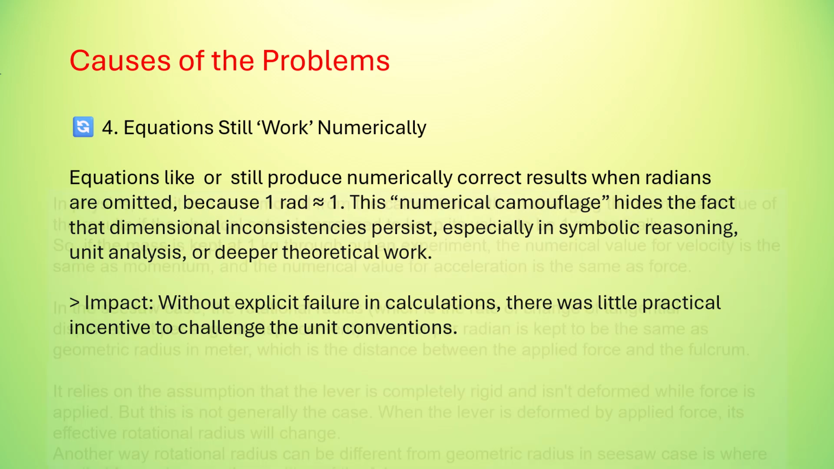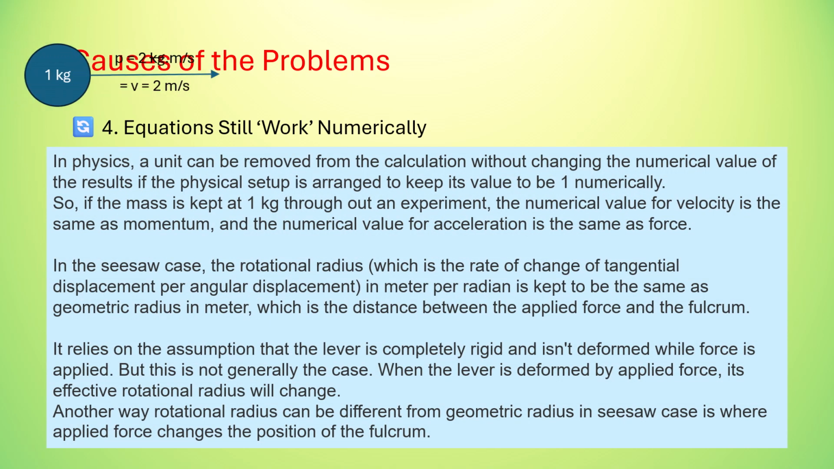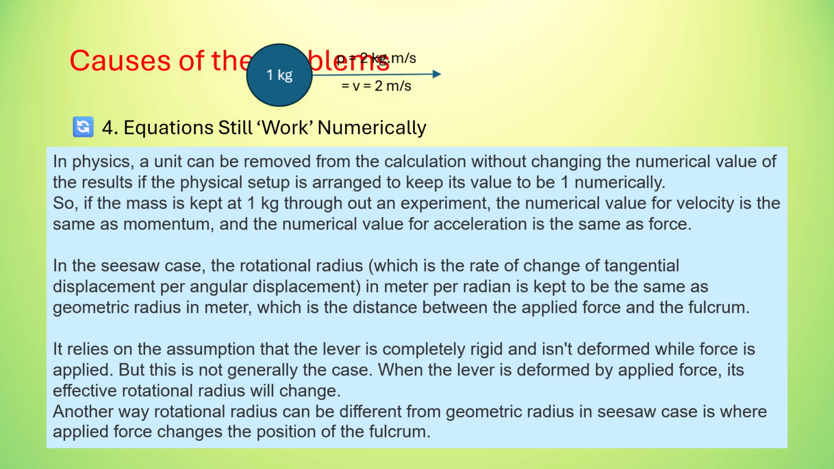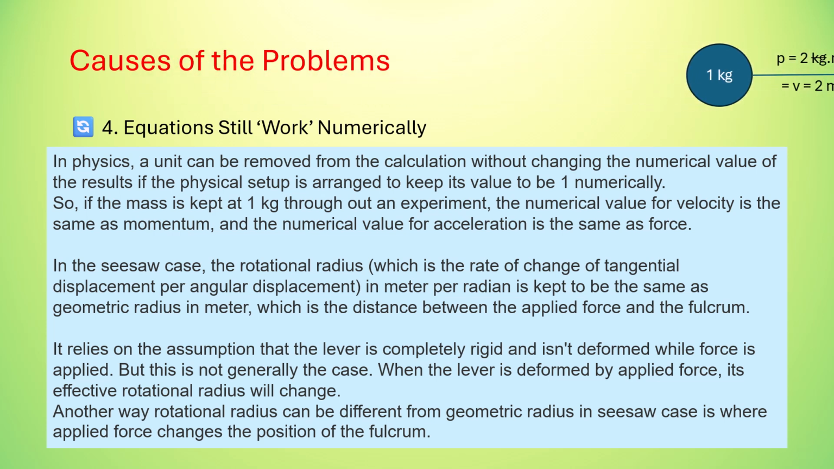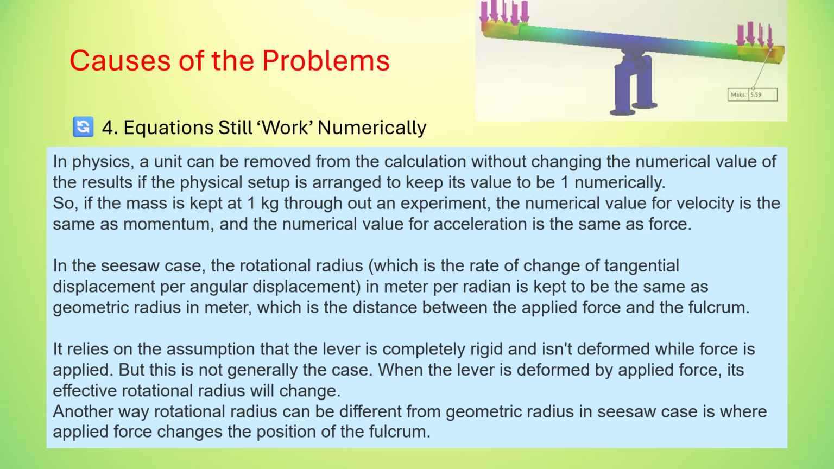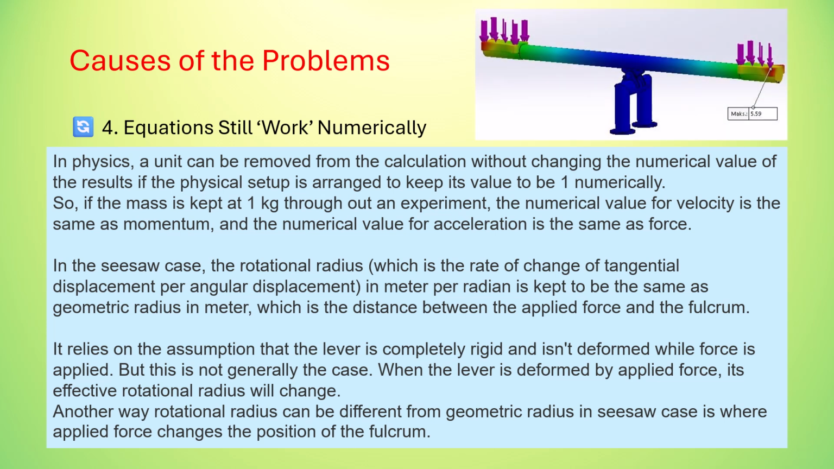In physics, a unit can be removed from the calculation without changing the numerical value of the results if the physical setup is arranged to keep its value to be 1 numerically. Rigid lever and fulcrum created an illusion that rotational radius is constantly equal to geometric radius, thus radian can be removed from the unit for torque.